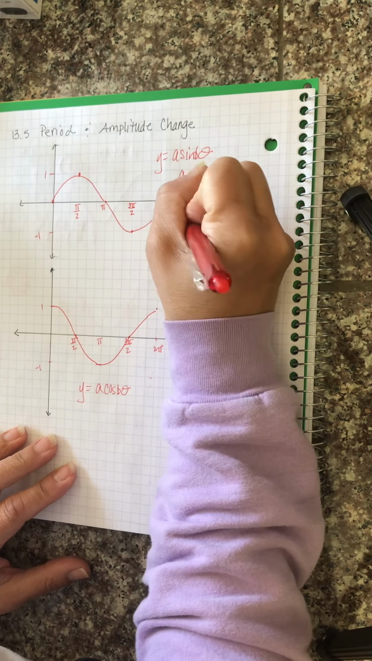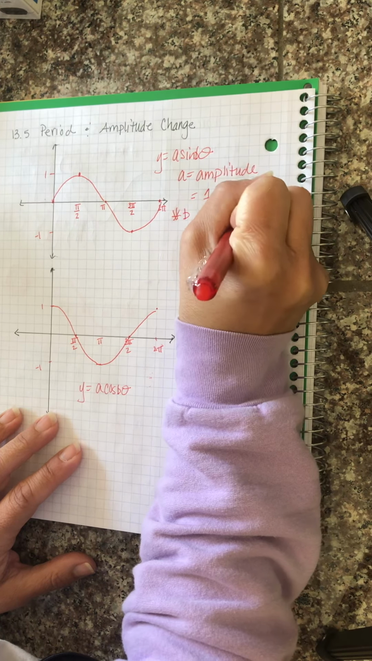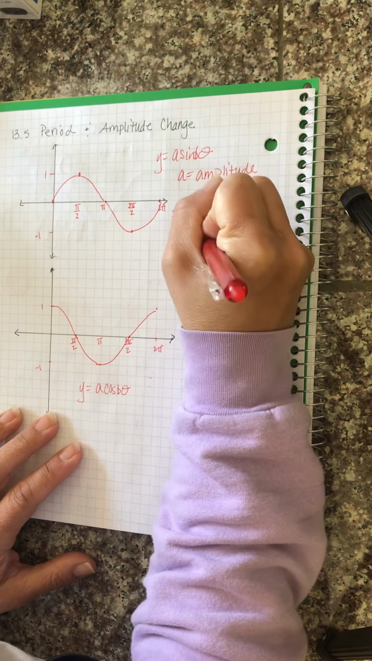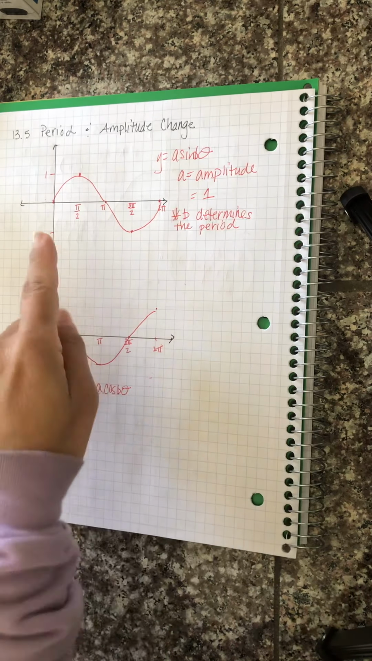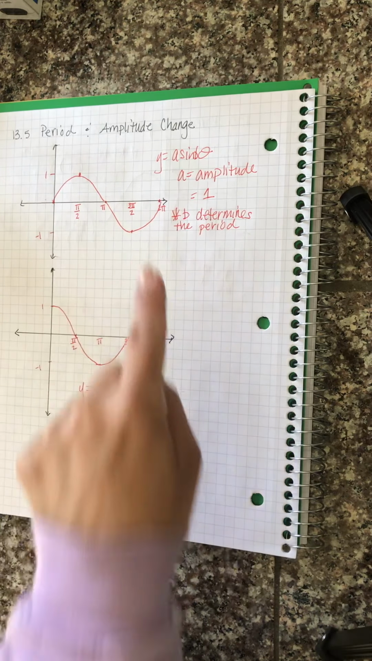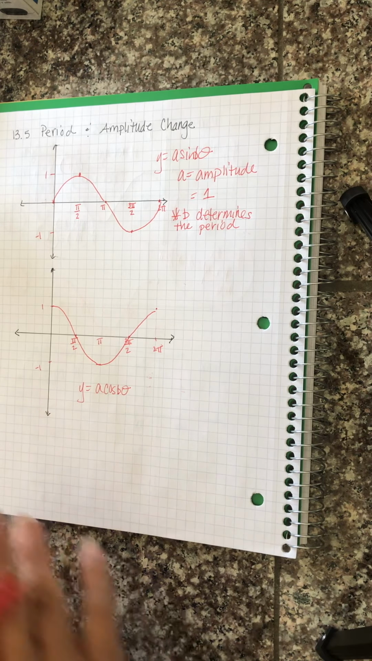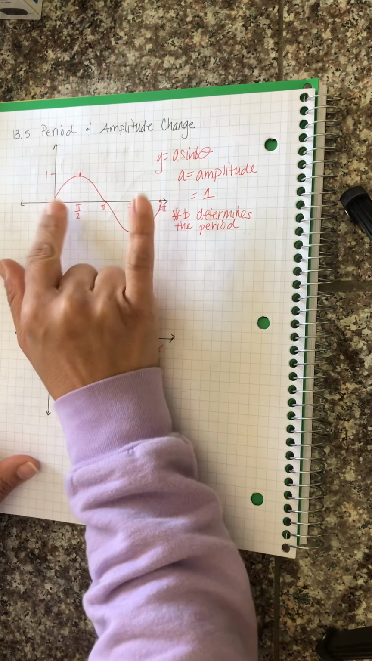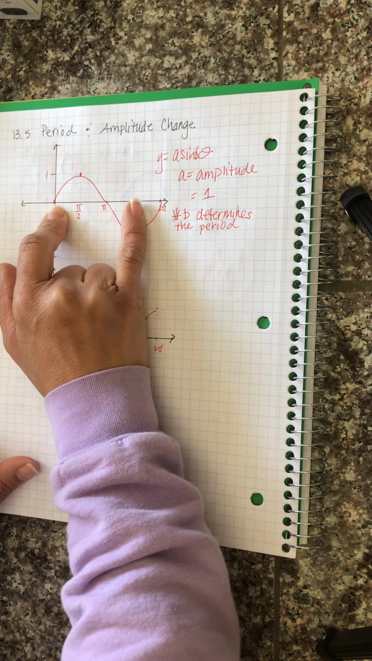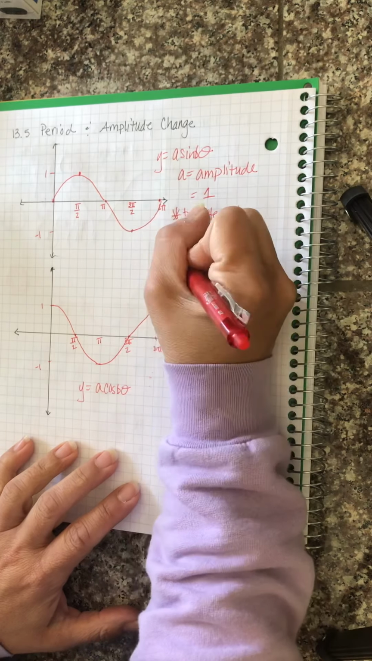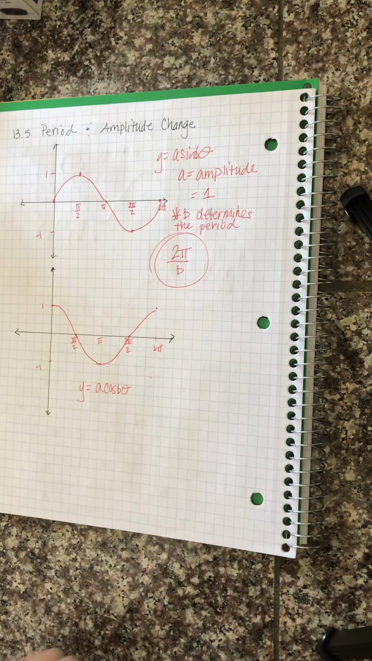B is super important. B determines the period. And remember, the period is the length of the wave, the length of a cycle. So in the parent, that period is 2 pi. But you know what? I might be able to fit more than one wave from 0 to 2 pi. Maybe I can fit 2 waves in. Maybe I can fit a wave and a half. To figure out the period: 2 pi over B.